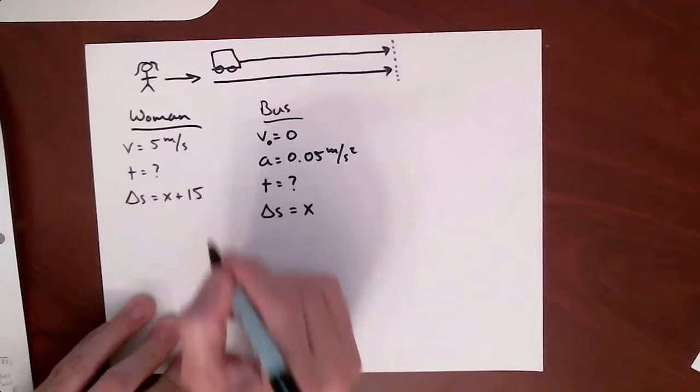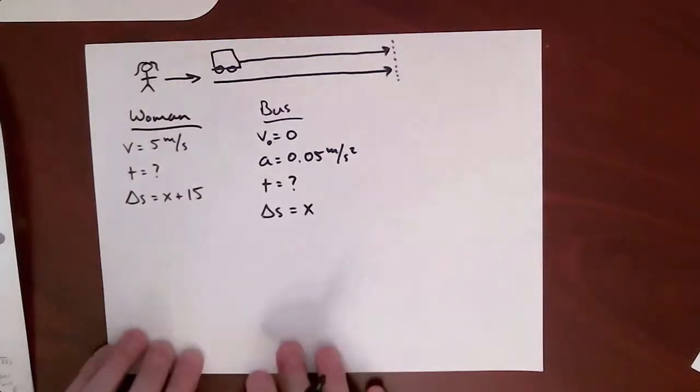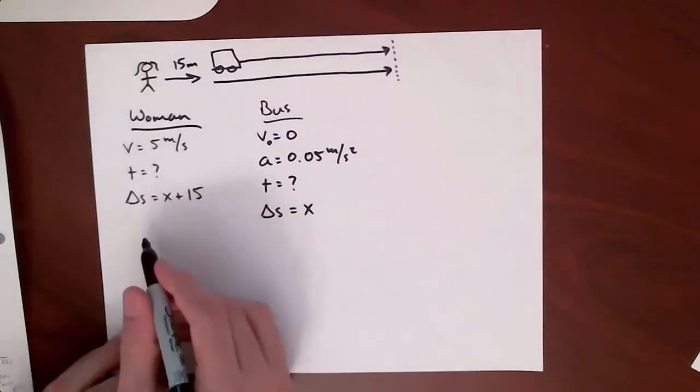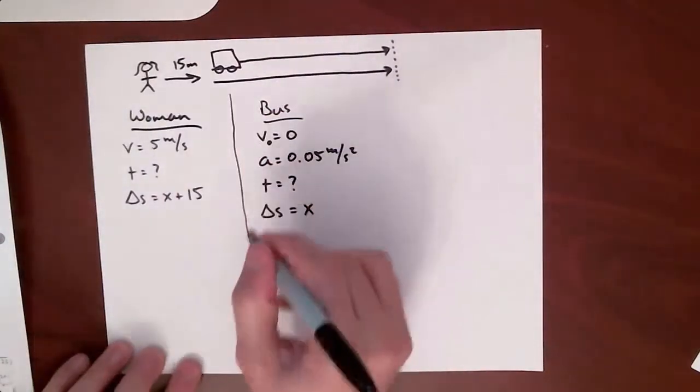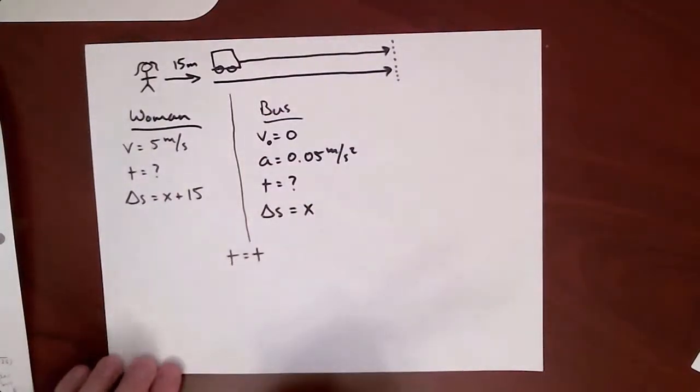We know that the distance that they both move is related. So let's say that the bus moves the distance x before the woman catches it, and the woman moves the distance of x plus 15 before she catches the bus. We also know that the times are going to be the same. The woman is running just as long as the bus is driving.